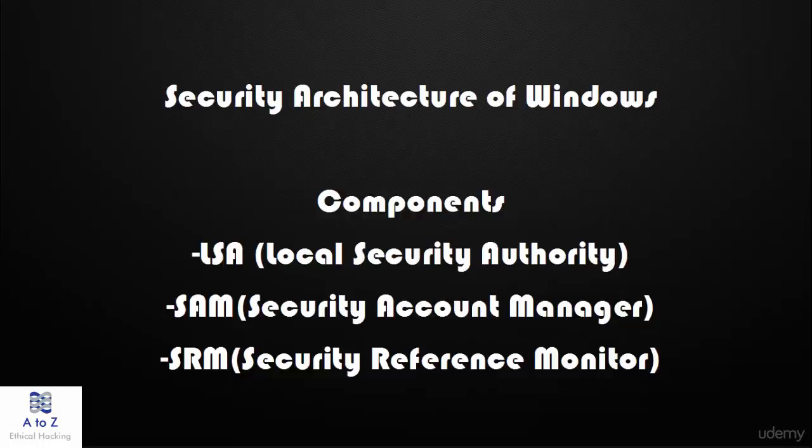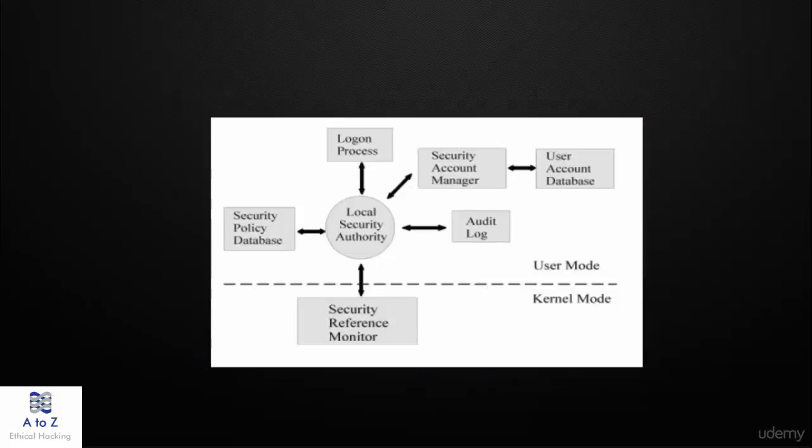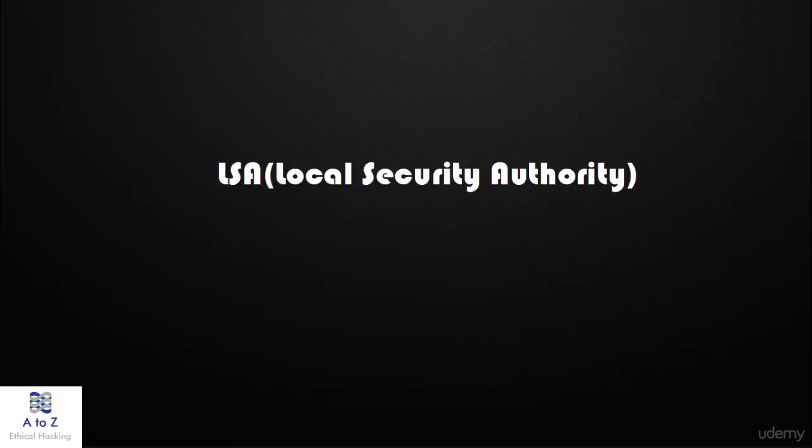There are three components of Windows security: LSA, Local Security Authority, SAM, Security Account Manager, and SRM, Security Reference Monitor, and all three are arranged in this manner, as you can see in this diagram. First, let us look at LSA, the Local Security Authority, in depth. LSA is the central part of security. It is also known as the security subsystem.